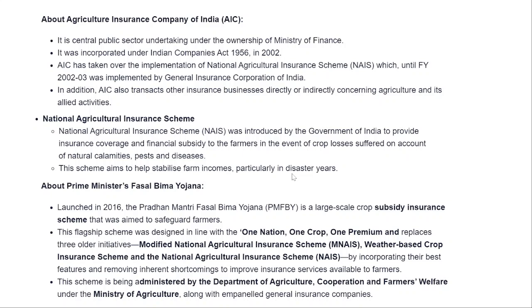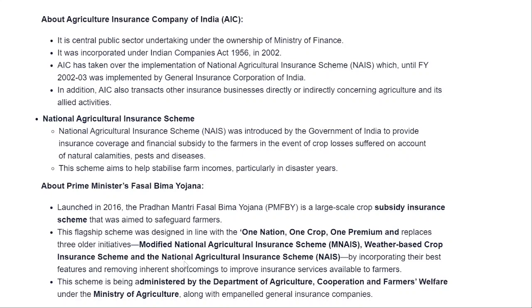Now if you see the Prime Minister's Fasal Bima Yojana, it is the current trending one, right? Launched in 2016, so very recent. Remember, the Agriculture Insurance Company was established in 2002. This Pradhan Mantri Fasal Bima Yojana is a large scale crop subsidy insurance scheme aimed to safeguard farmers, designed with one nation, one crop, one premium. It replaces the modified National Agricultural Insurance Scheme, the weather-based crop insurance scheme, and the National Agricultural Insurance Scheme.